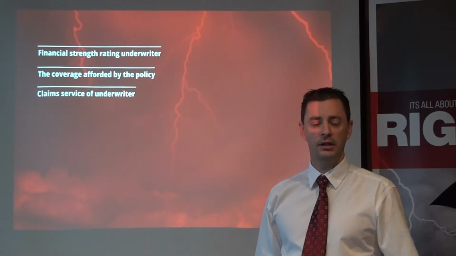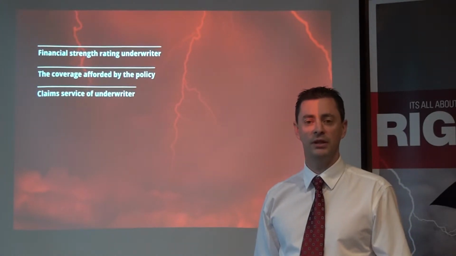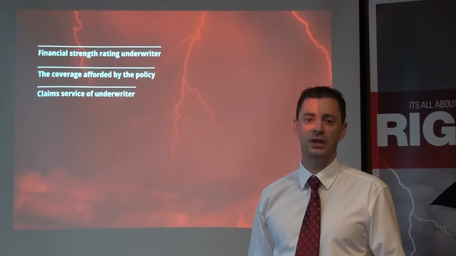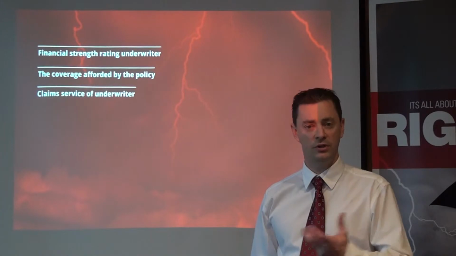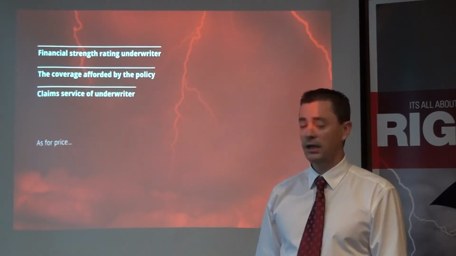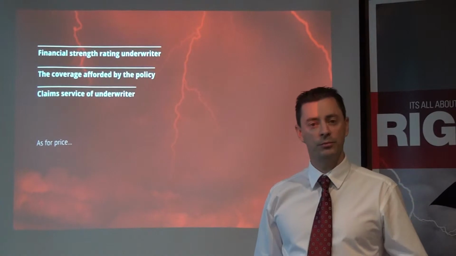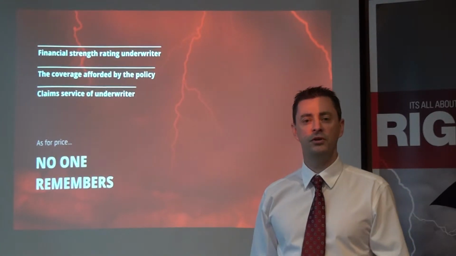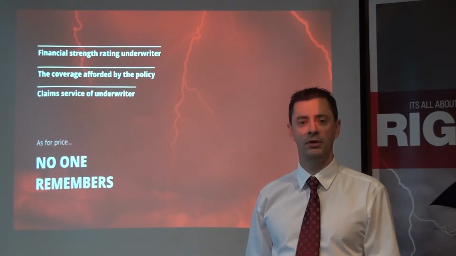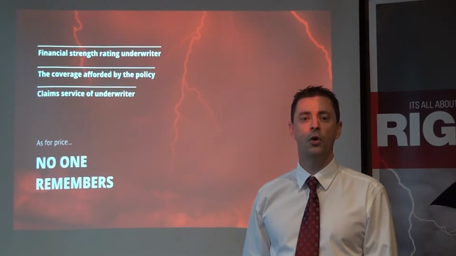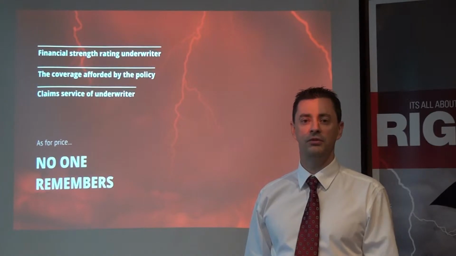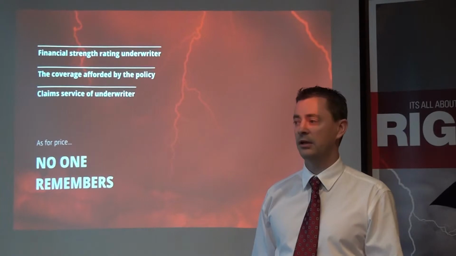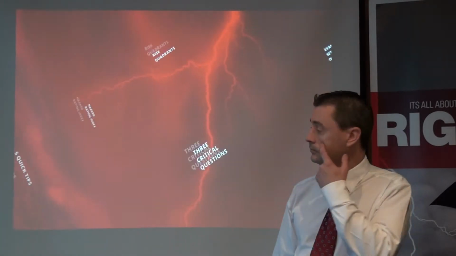The third part is the claims paying ability of the insurer. They're there to actually help you in your time of need and provide their expertise to your industry, which is why we choose certain insurers. Just a comment on price. Everybody looks at price. Price is important. But the reality of it is, at your time of loss, when you actually need your insurance to respond, no one ever remembers price. All you remember is the quality of the insurance program and the service that the insurer is able to provide you to help you in your time of need.